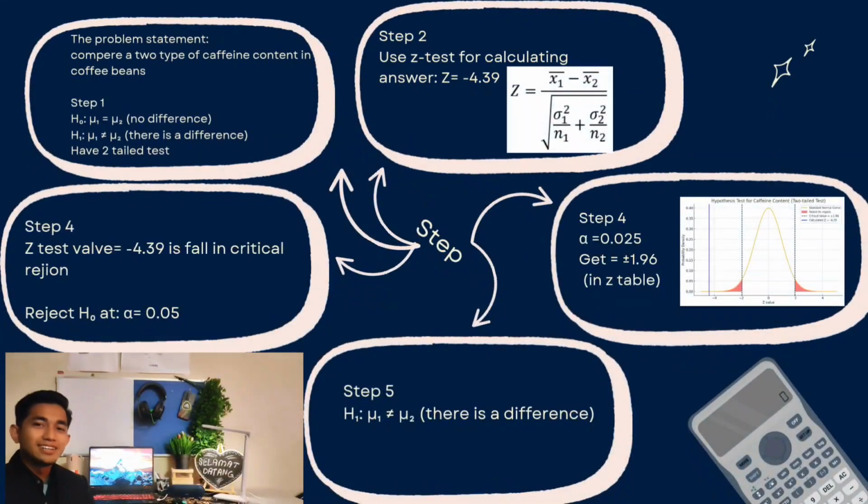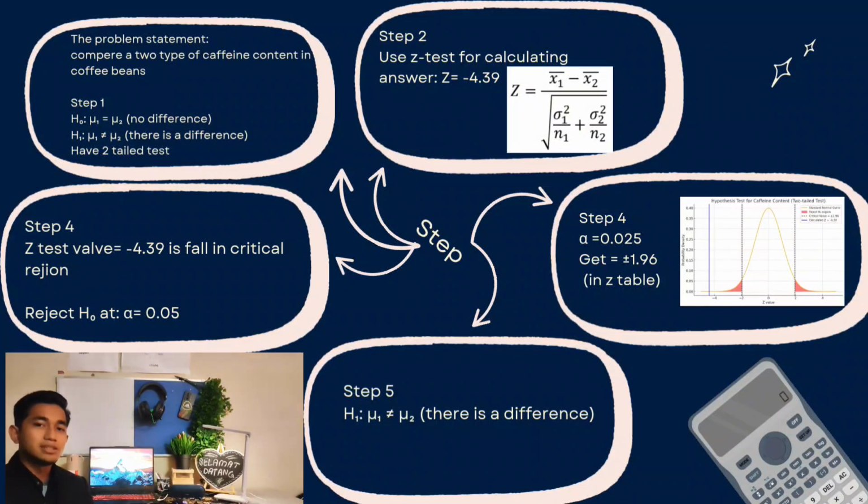Okay, thank you, Man. Hello, Assalamualaikum and good morning, everyone. Today I want to present a hypothesis test about caffeine content in two types of coffee bean. First, the null hypothesis says there is no difference between type A and type B. The alternative hypothesis says there is a difference.